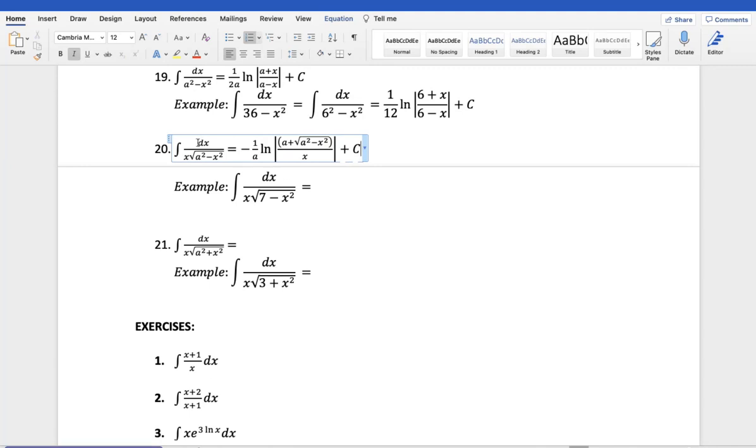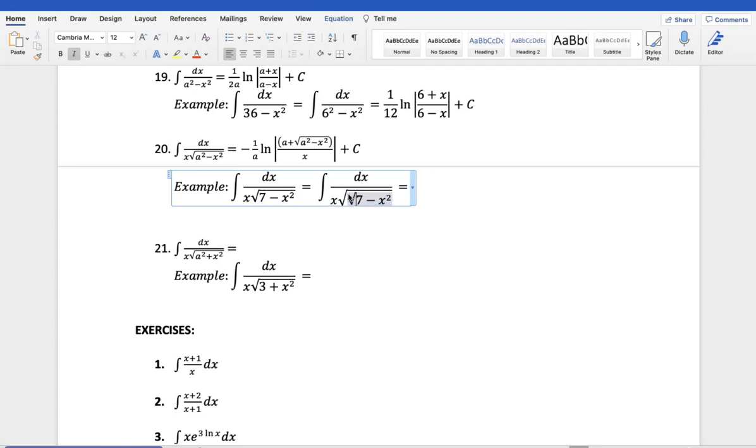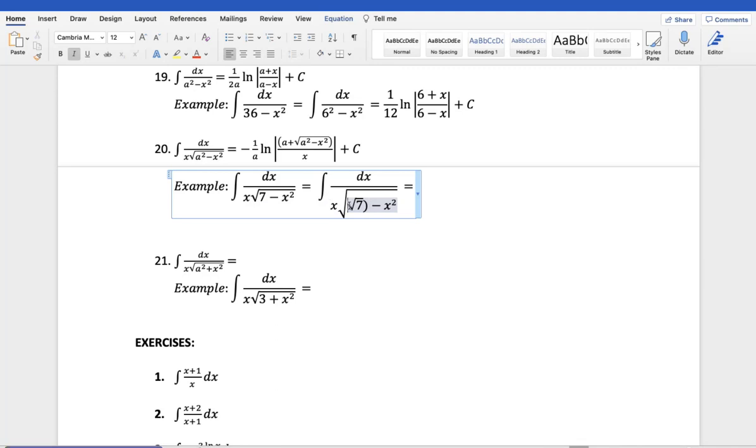Now, if we were to apply this to an example, we have the integral of dx over x multiplied by the square root of 7 minus x squared. Now, we can see that 7 is just the square root of 7 squared, right? So we can rewrite it as the integral of dx divided by x multiplied by the square root of the square root of 7 squared minus x squared.